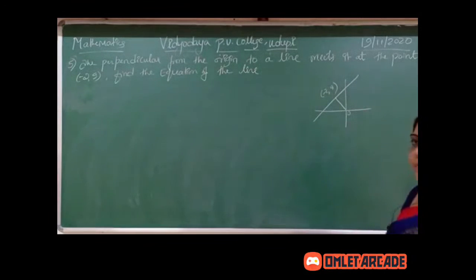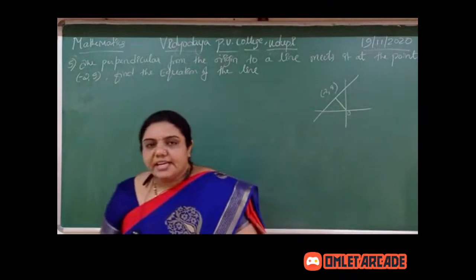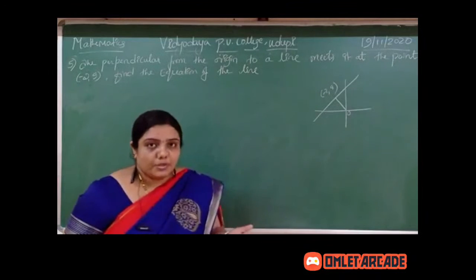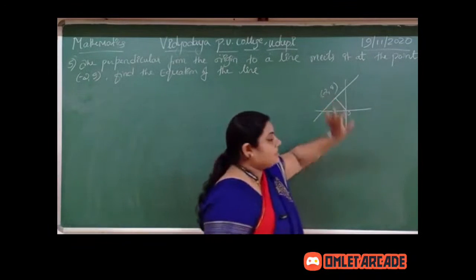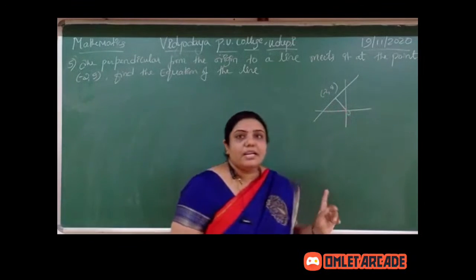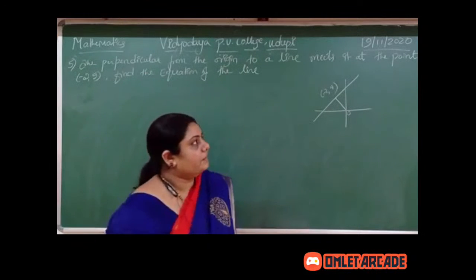So, this is the origin. Only this much is given: the perpendicular from origin to the line meets at the point, find the equation of the line. To find the equation of a line, here I can't use the normal form, because the normal distance is not given and also the angle between the normal and the x-axis is not given.